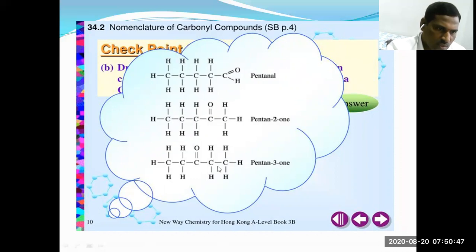So in this also there are a total of 5 carbons. The third carbon having the keto group is present. That's why pentan-3-one or 3-pentanone. This is the nomenclature of carbonyl compounds.